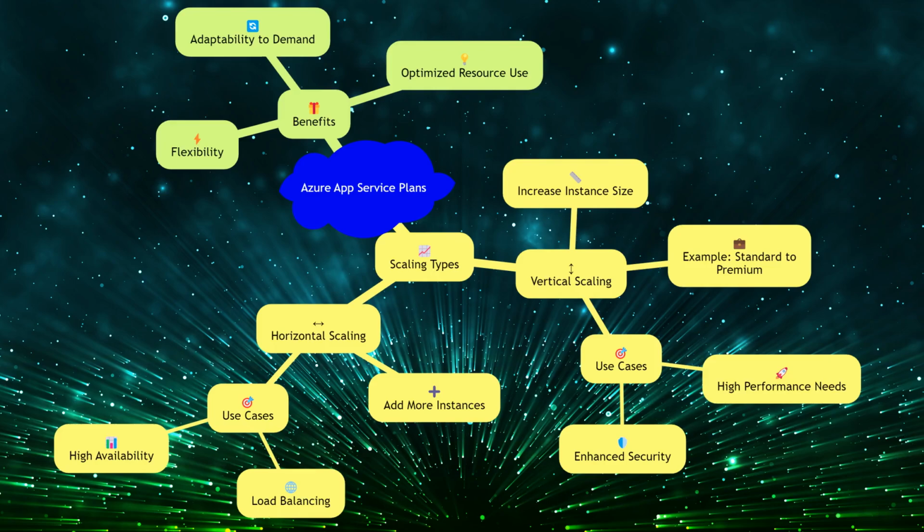Azure App Service Plans support two types of scaling: vertical and horizontal. Vertical scaling involves increasing the size of the instance, e.g., moving from a standard to a premium tier, while horizontal scaling involves adding more instances of the same size. Each type has its use cases and benefits, which we'll explore in detail.